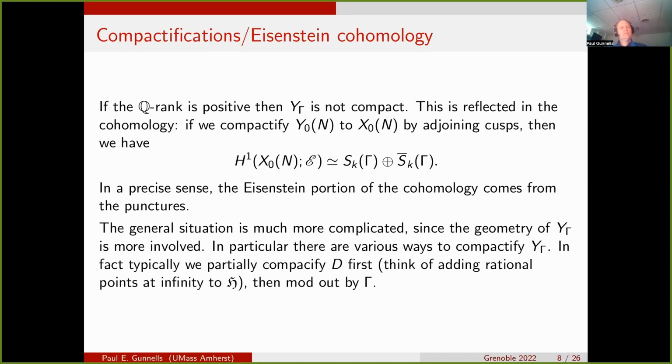Okay. In the case where the Q rank is positive, the locally symmetric space is not compact. That's if and only if. So we see that in the cohomology. In fact, if we compactify the open modular curve Y naught of N, there's a standard way to make it into a compact curve, and that's just by adjoining the so-called cusps and filling the punctures with points.